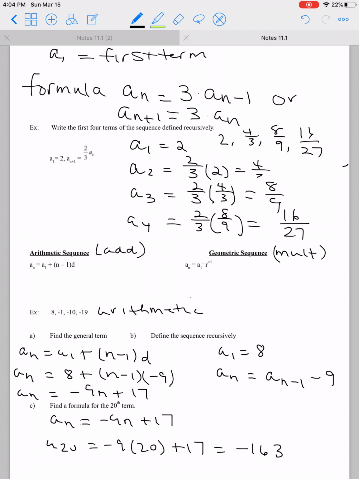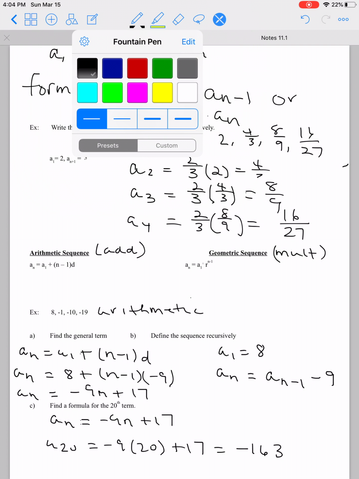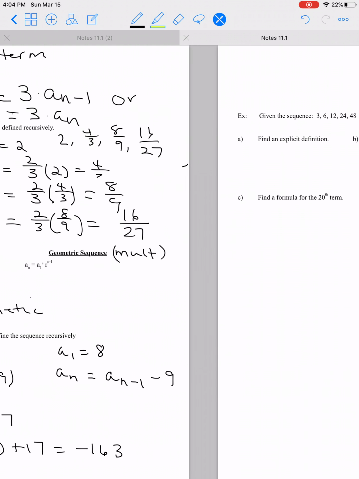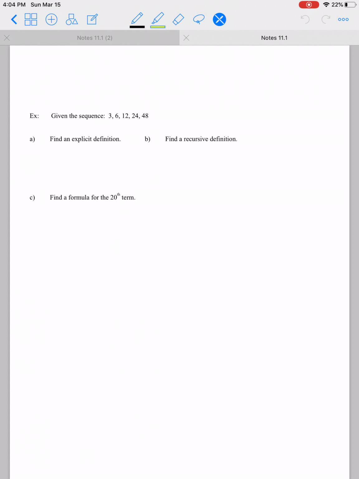Keep in mind, if you use the recursive, if I wanted the 15th term, I couldn't find 15 unless I knew 14. I couldn't find 14 unless I knew 13. And it becomes quite a daunting task, if nothing else, to come up with that particular value. So explicit term is probably best. And then here's our last example. Today we're going to find an explicit definition. So looking at the sequence, going from each term, we're multiplying by 2. So this one is geometric.